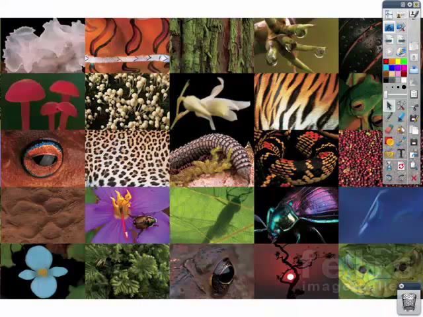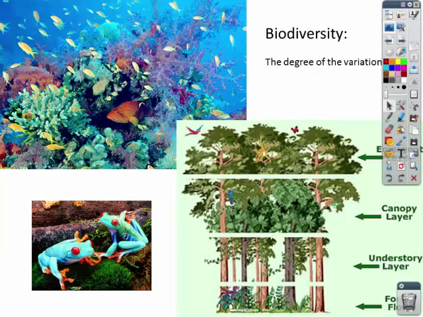Earth is a very diverse place full of so many plants and animals. We're going to talk a lot about all these species, how many of them there are, and what they mean to us. So what is biodiversity? We're talking about the degree of variation of life on Earth.